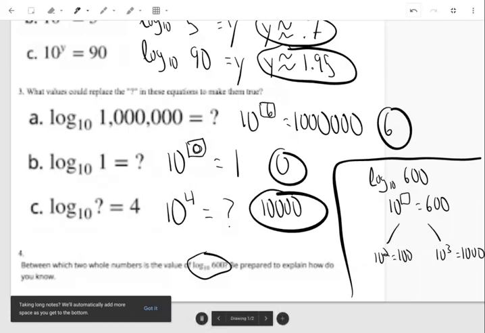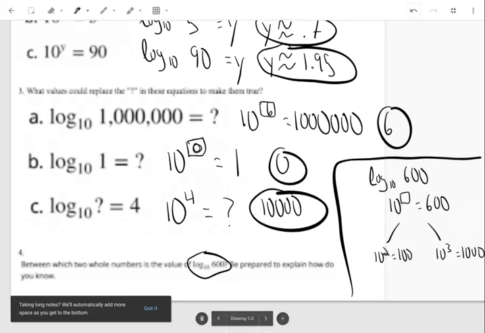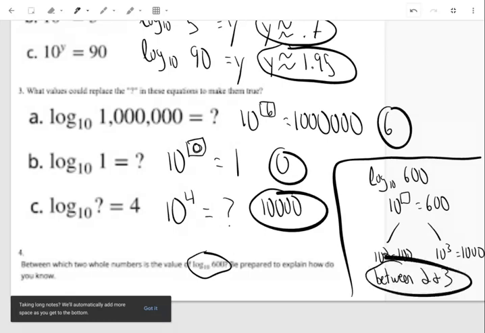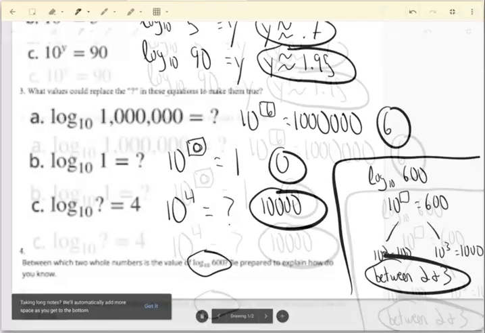Is 600 between 100 and 1,000? And obviously the answer is yes. So 600 is between 100 and 1,000. So the answer has to be between 2 and 3. So between which two whole numbers is the value log base 10 of 600? The answer is between 2 and 3. And that is it for lesson 9.